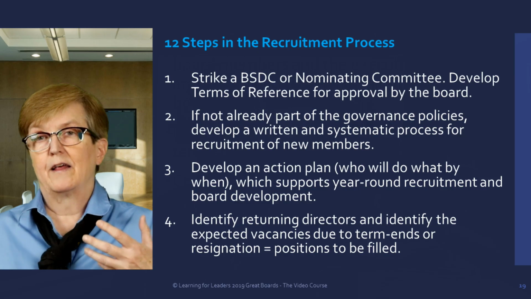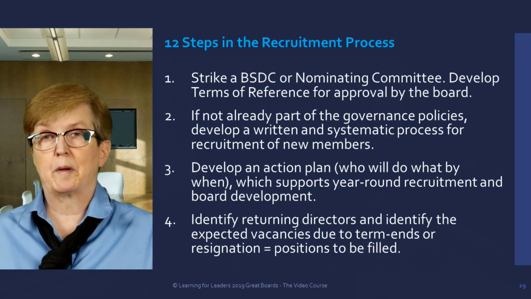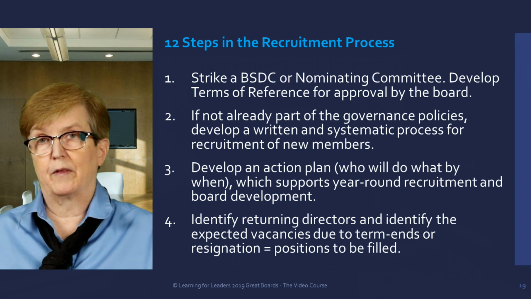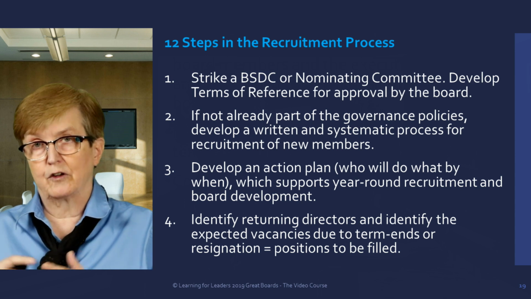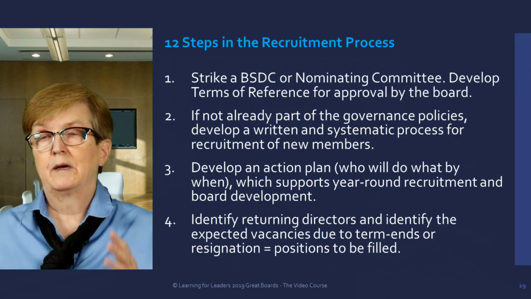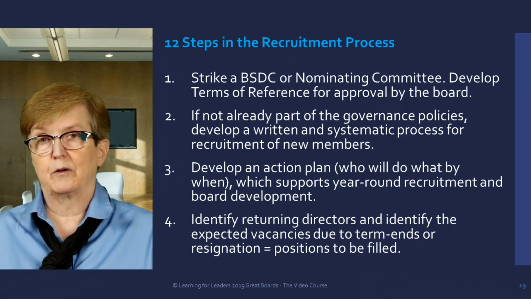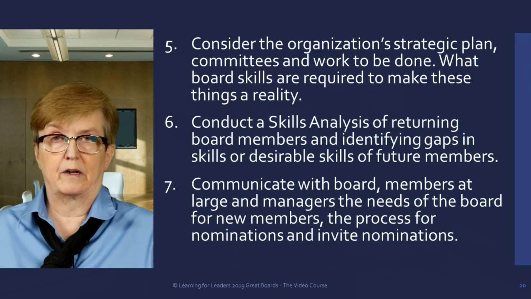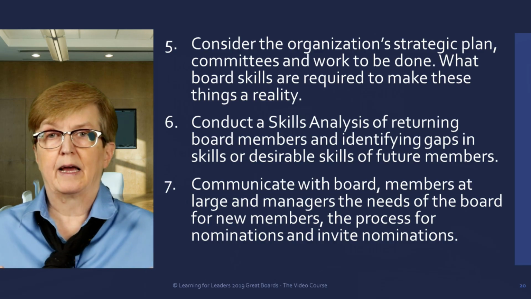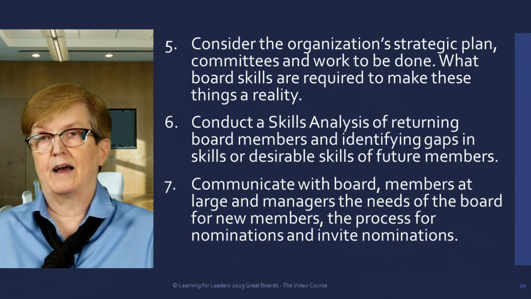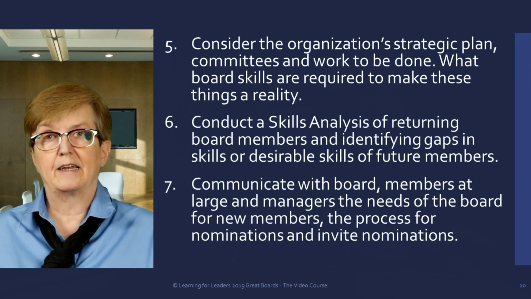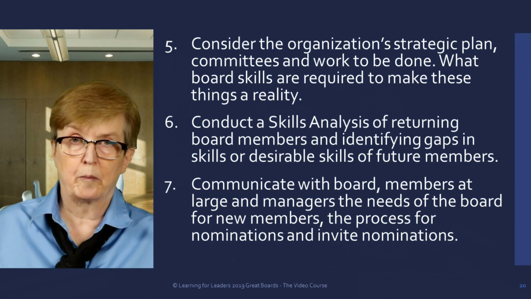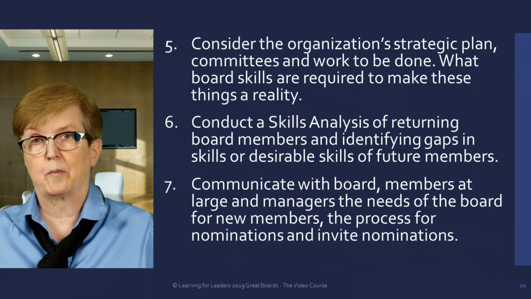So this allows the committee to figure out how many new board members we need. You also are going to take a look at the number of people that in your bylaws or your governance policies are the maximum and the minimum number of board members that you can have. Now, the next thing you want to do is to consider your organization's strategic plan and to think about the committees that it has, to think about the work that needs to get done. Where do we need board members to serve? Do we need committee chairs who are board members? Do we just need participants who are board members?